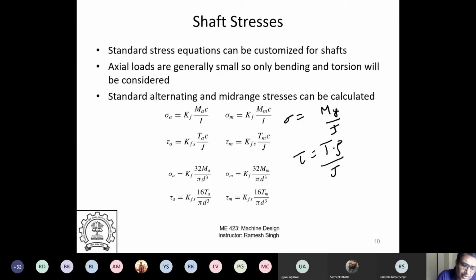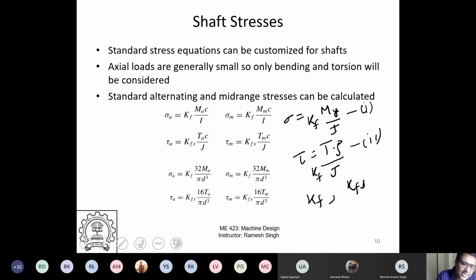And you know that there would be some stress magnification, because there can be changes in diameters, there can be some shoulder effects. So you'll always have a factor for stress concentration, which is different in bending and torsion. For bending, we call it Kf. For shear, we call it Kfs, which is torsion primarily.